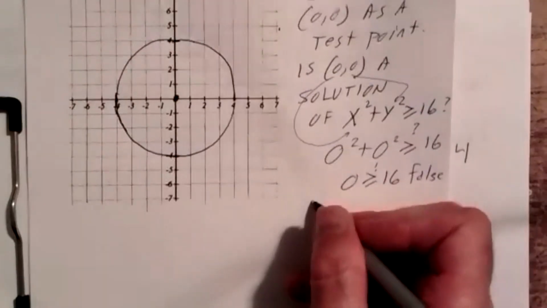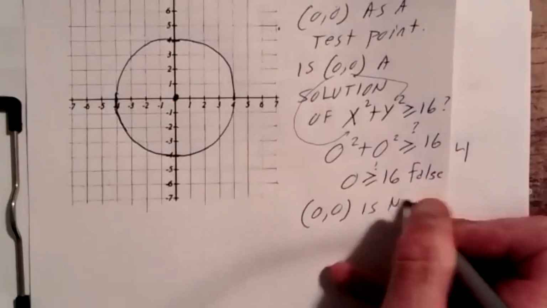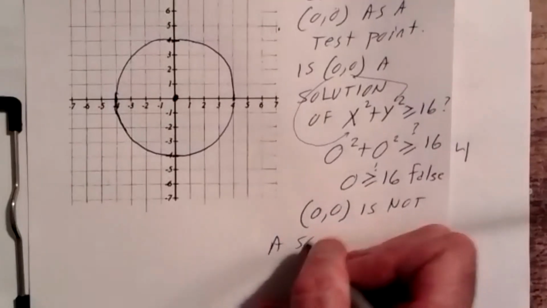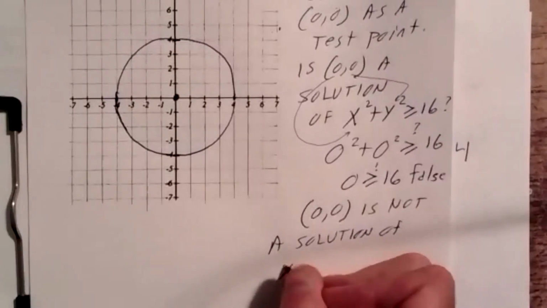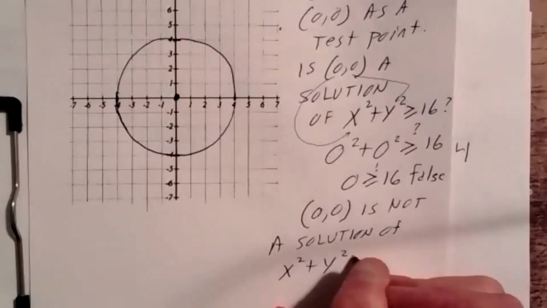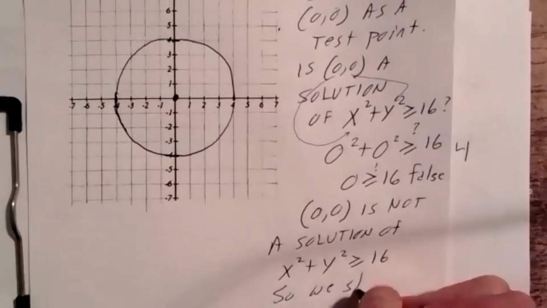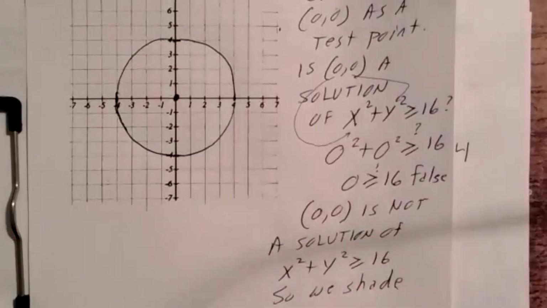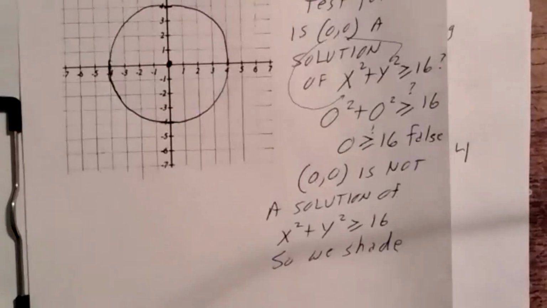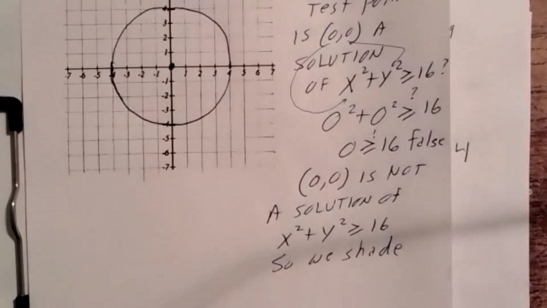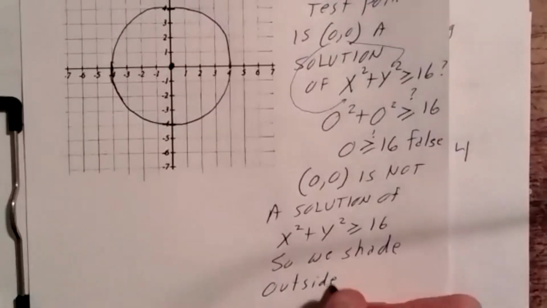So we have discovered that 0, 0 is not a solution of our inequality, x squared plus y squared greater than or equal to 16. So where do we shade? Since 0, 0 is not a solution, we shade outside of the circle.